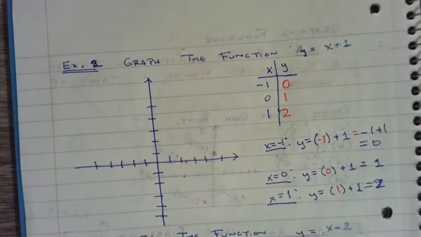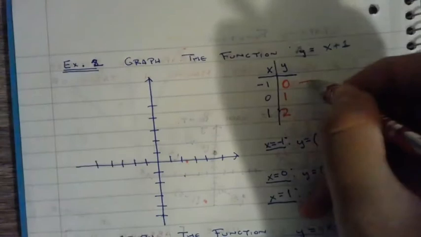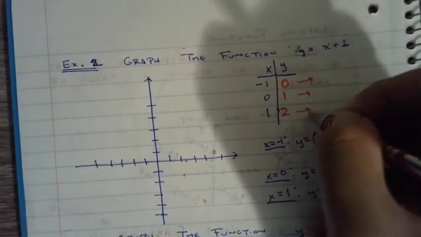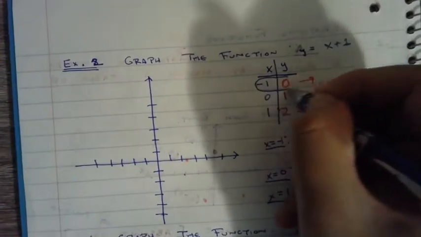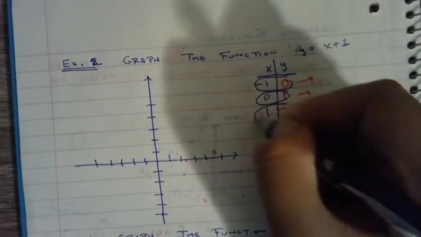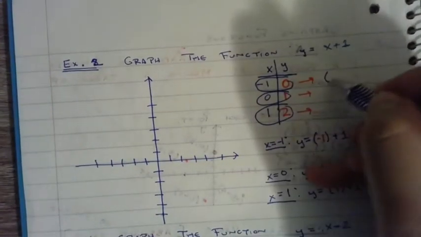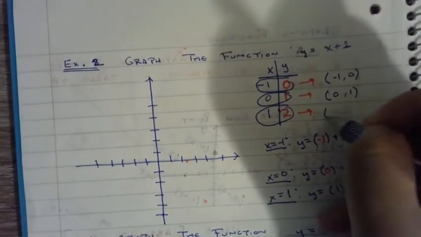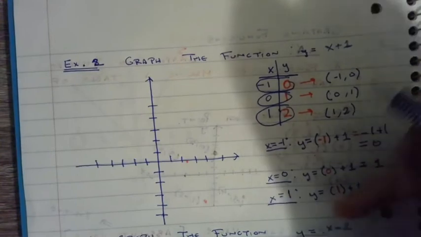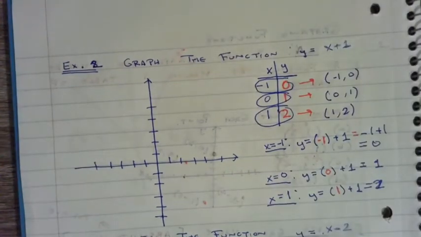Now, you can make it easy for yourself. You could write these as points right here if you want to. But just know that, just circle your points. So this point, that point, and then that point. That point right here will give you (-1, 0). This point right here will give you (0, 1). And then this point will give you (1, 2). Okay? But let's continue from there.